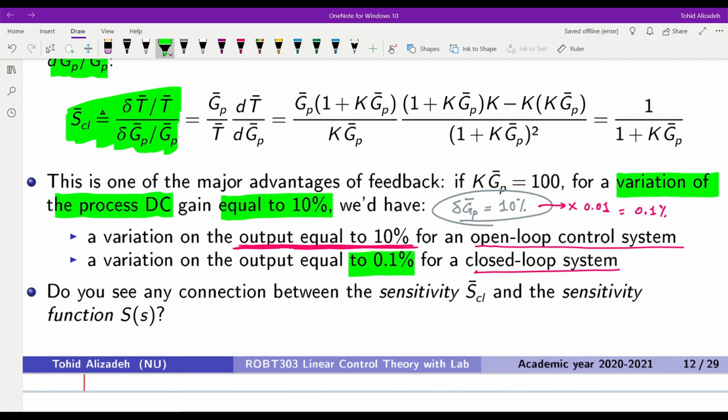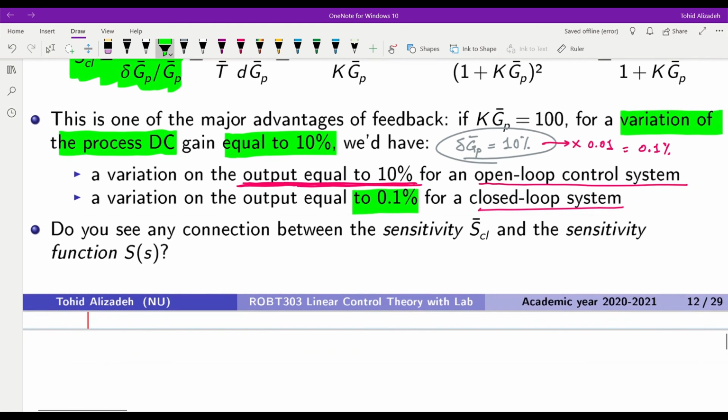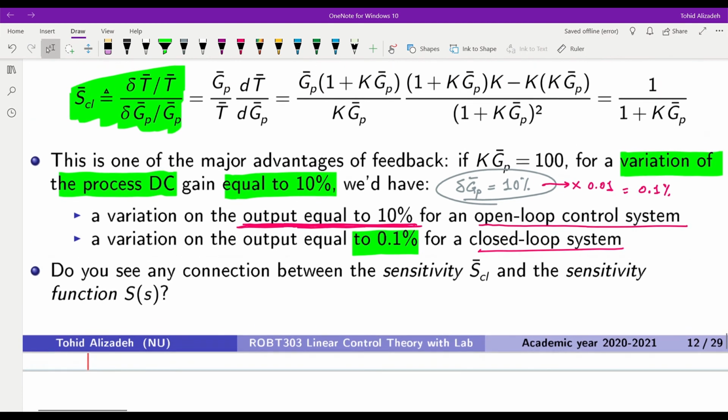So for the closed loop system, the variation on the output will be equal to 0.1%. And this is a great property, because then the whole control system will be less sensitive to the variations that might happen in the process. Yeah? Some variables might change, and then the DC gain might change. The less sensitive we are, the better. Okay, so that's how we define the sensitivity for the closed loop system.